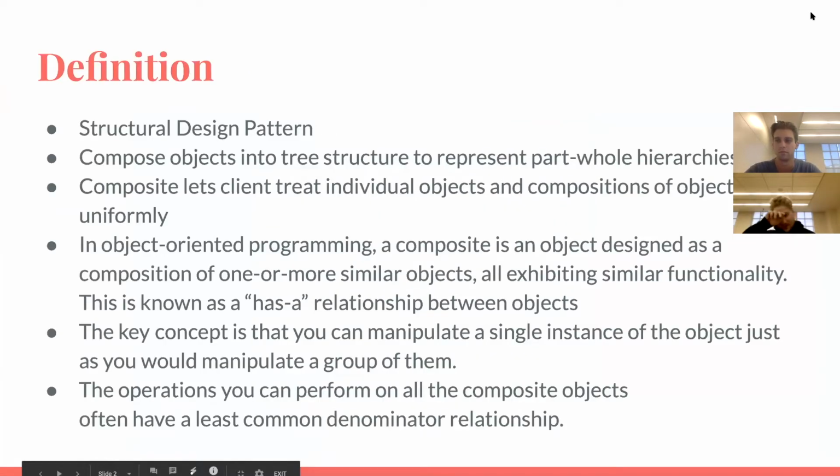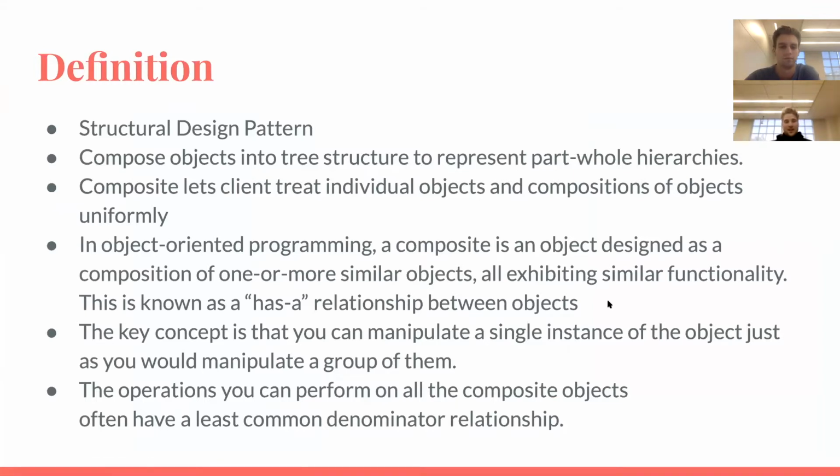So, what is a composite design pattern? It is a structural design pattern. It composes objects into a tree-like structure to represent part-whole hierarchies. It lets clients treat individual objects and compositions of objects uniformly.